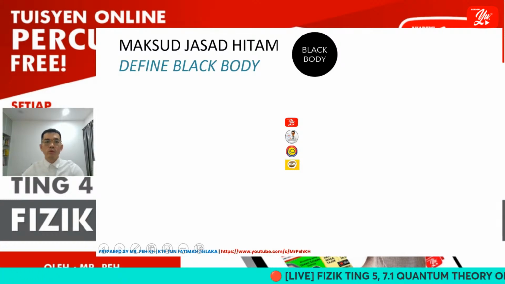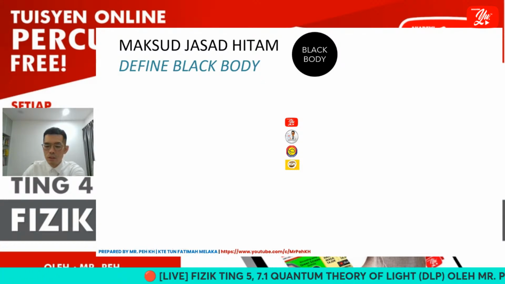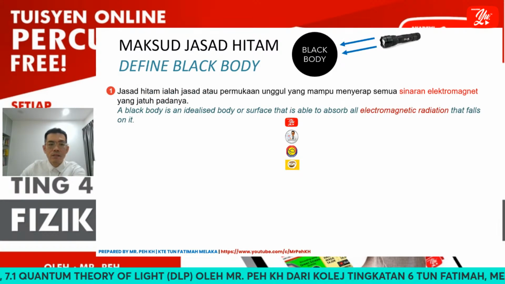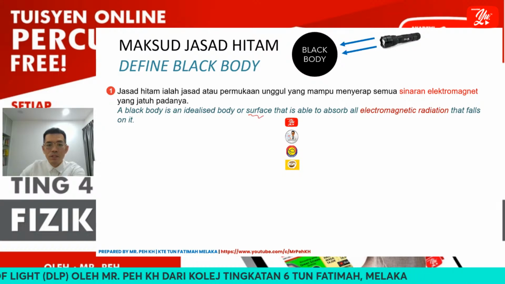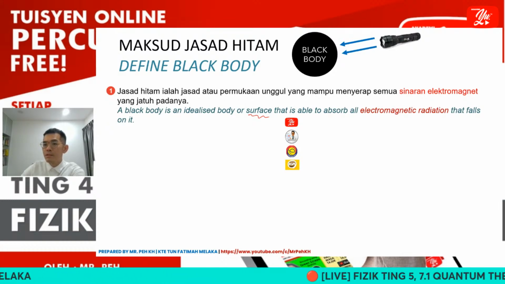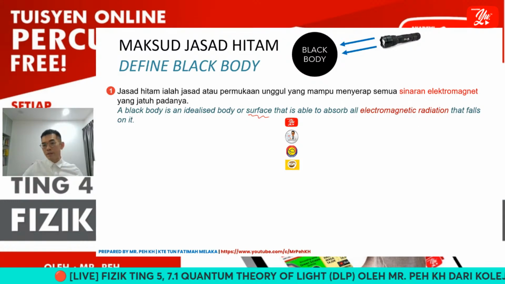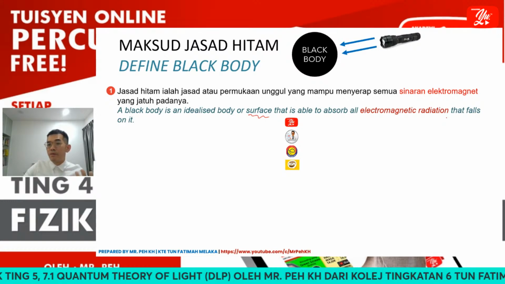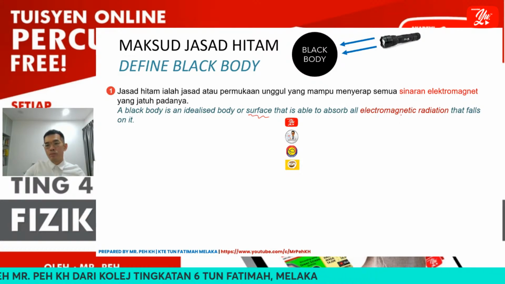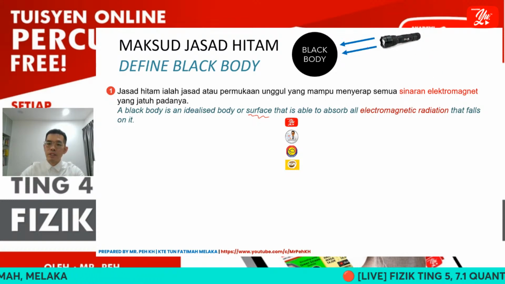Okay, so here we go to the definition of the black body. So what is a black body? A black body is an idealized body or surface that is able to absorb all electromagnetic radiation that falls on it. Just now we already explained that there are 7 types in the electromagnetic spectrum, for example infrared, visible light, gamma ray and others. The black body will absorb all types of electromagnetic wave that fall on it. You can just look at this figure.